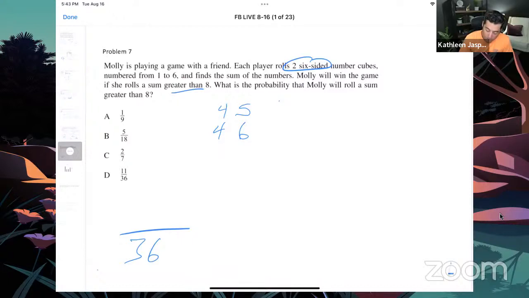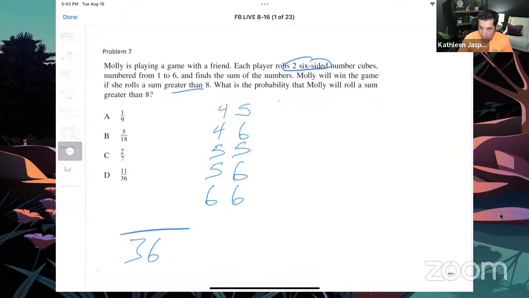Then let's go up with a 5 as my first one. I've already got the 5, 4 here. I can go 5, 5, and then I can go 5, 6. And then the next one is 6. I can roll a 6 here and have the other one equal 6. Those are all the possible combinations on my first roll being 4, 5, or 6.